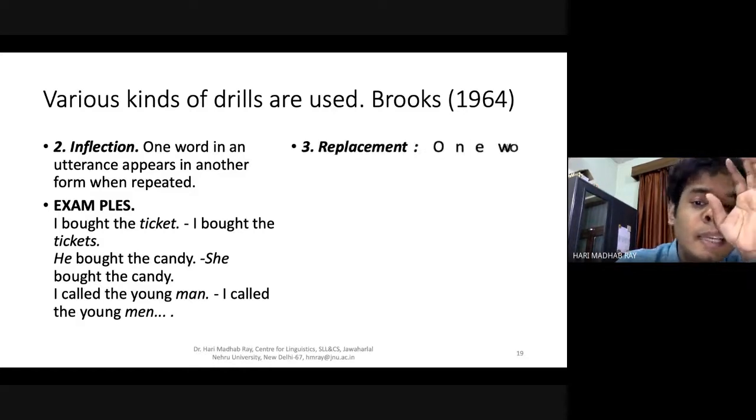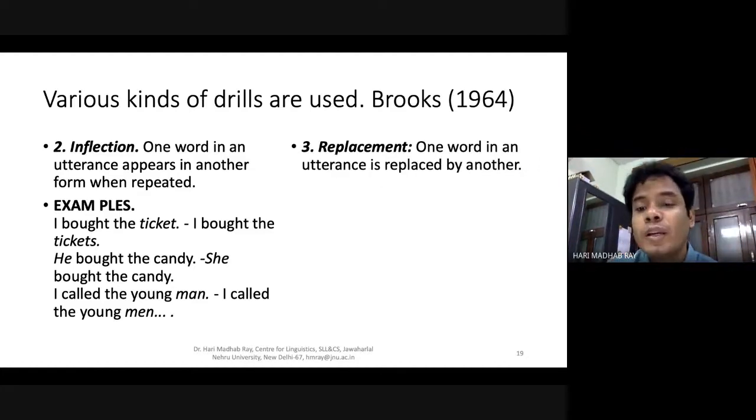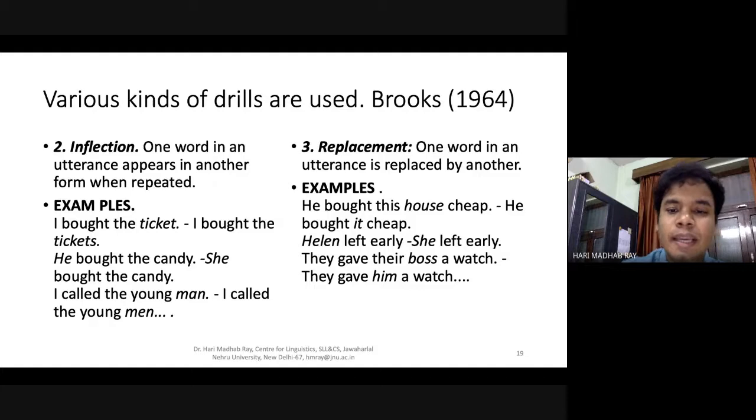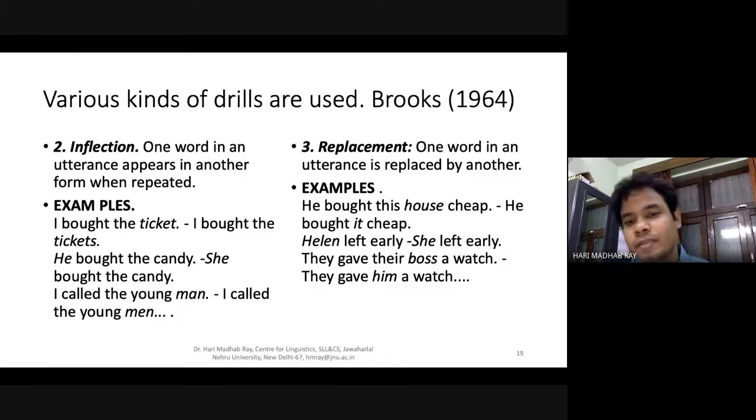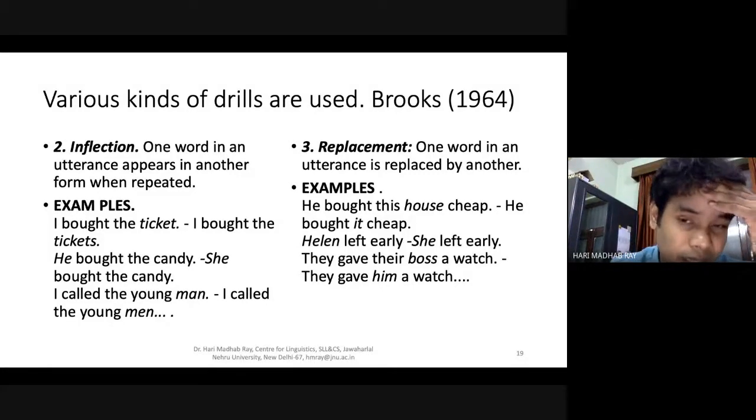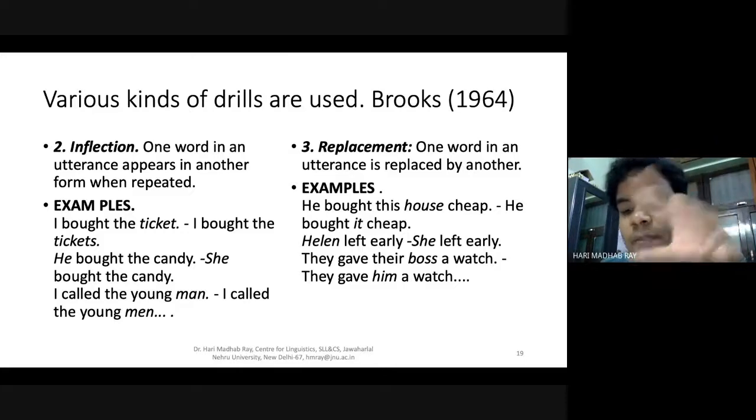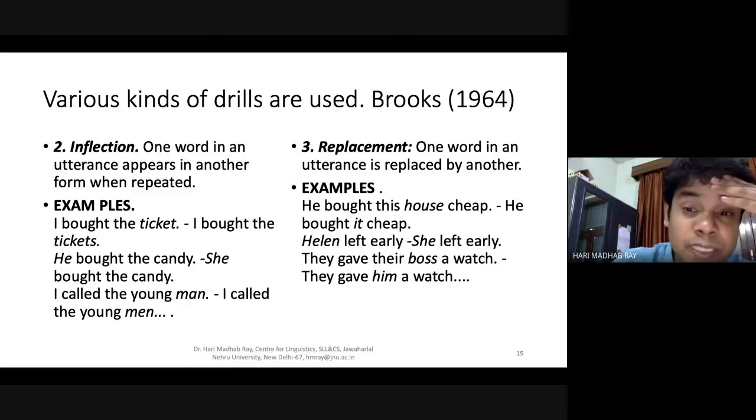Another is replacement drills. One word in an utterance is replaced by another. "He bought his house cheap." "He bought it cheap." So "his house" is replaced by "it", a pronoun. "Helen left early." Helen is replaced by "she". All that kind of movement, even in syntactic literature we do that kind of movement. "They gave their boss a watch." "They gave him a watch." So "their boss" is replaced by "him". All that kind of replacement is also practiced. So these are the replacement drills.